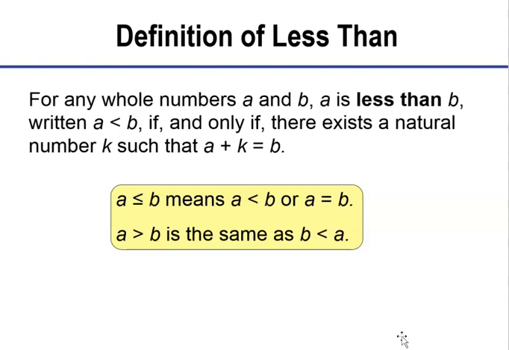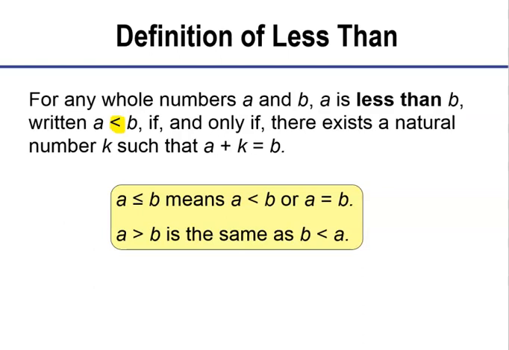Let's talk about the definition of less than. So for any whole numbers, A and B, A is less than B, written as, and you read that the same way, A is less than B. Again, you think about this like an alligator. The mouth is open towards the larger number. So A, you read it left to right, is less than B if and only if there exists a natural number K such that A plus K equals B.